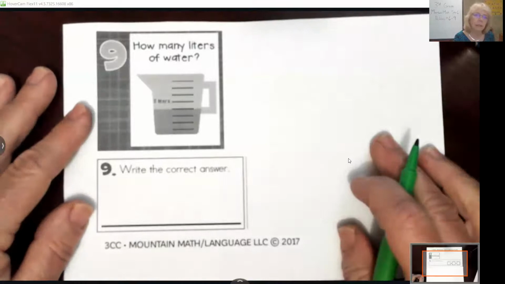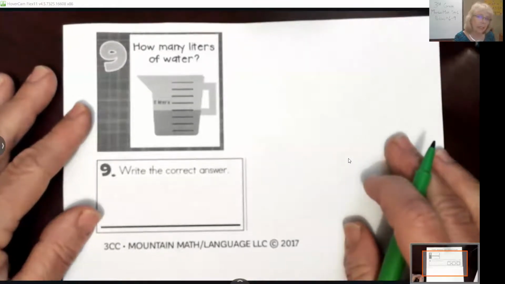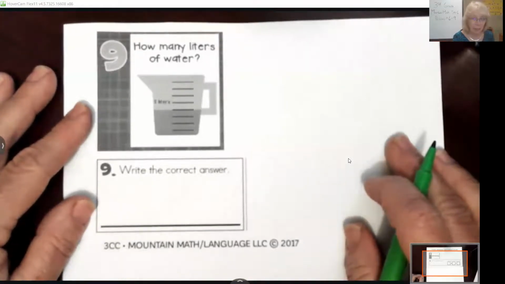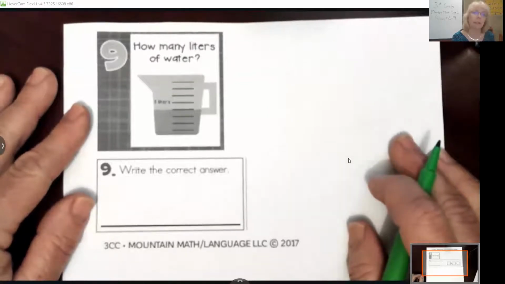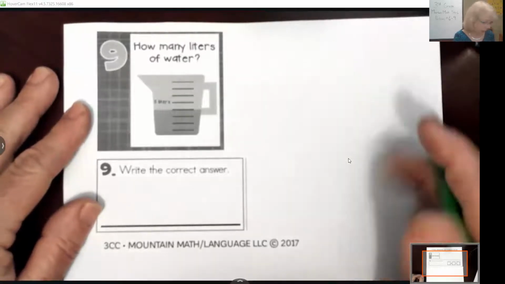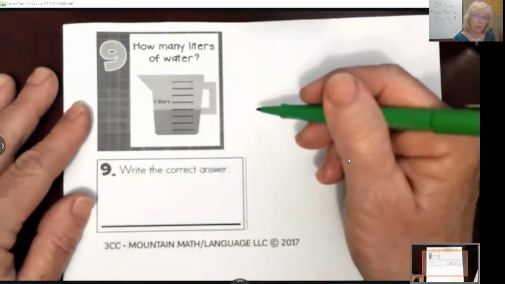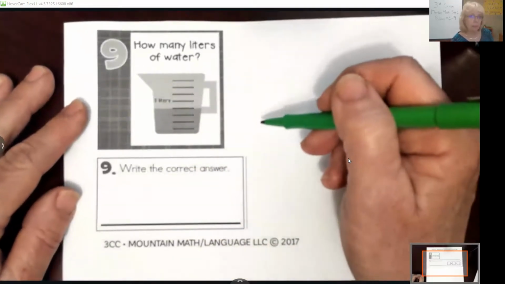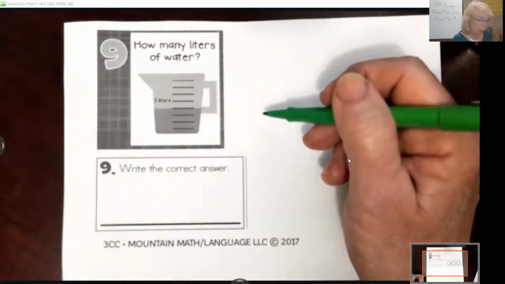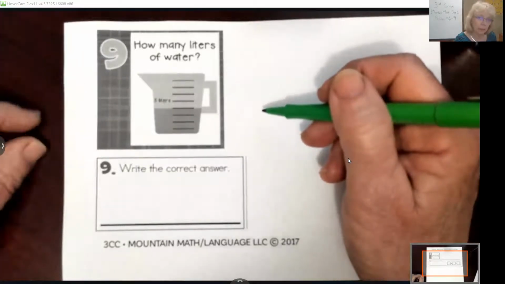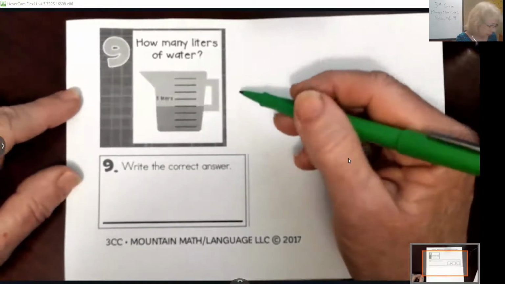So this is a measurement question. How many liters of water? You may not know what a liter is. In a problem like this, you don't actually need to. You just need to recognize that it is a measurement question, and it's talking about a liquid. So liters are one way of measuring liquids. Quarts and gallons and cups are the way we're more accustomed to in our country, in California.